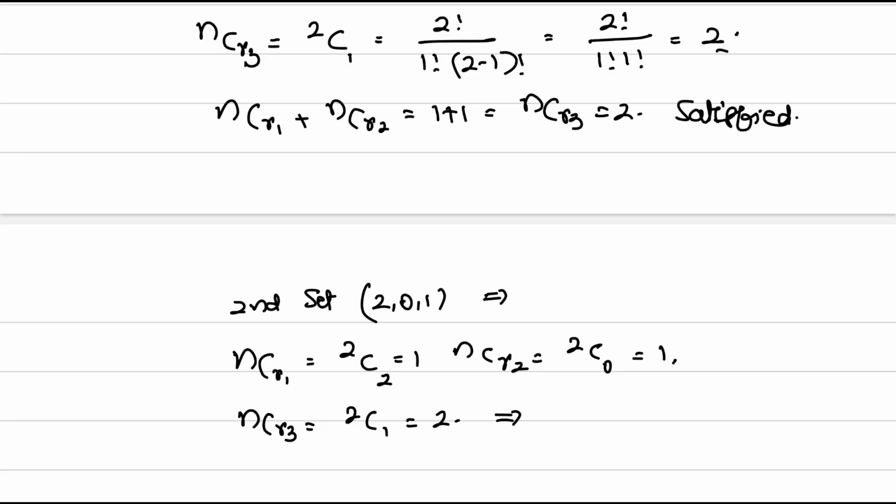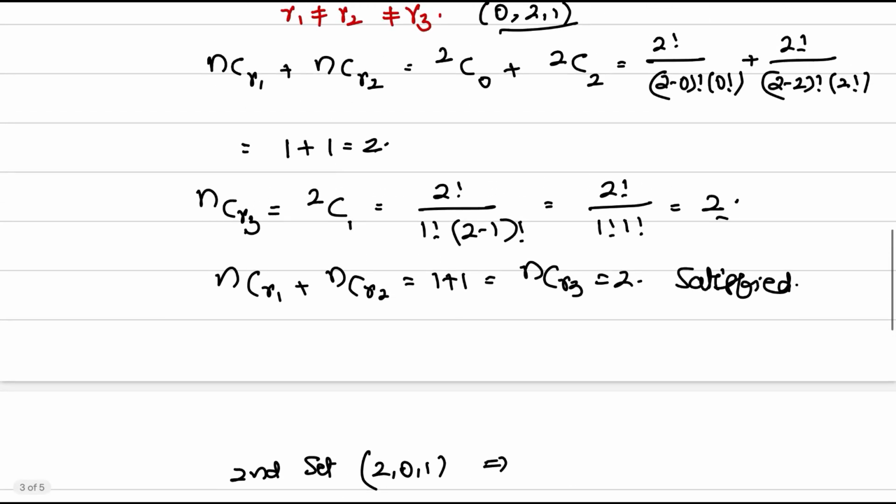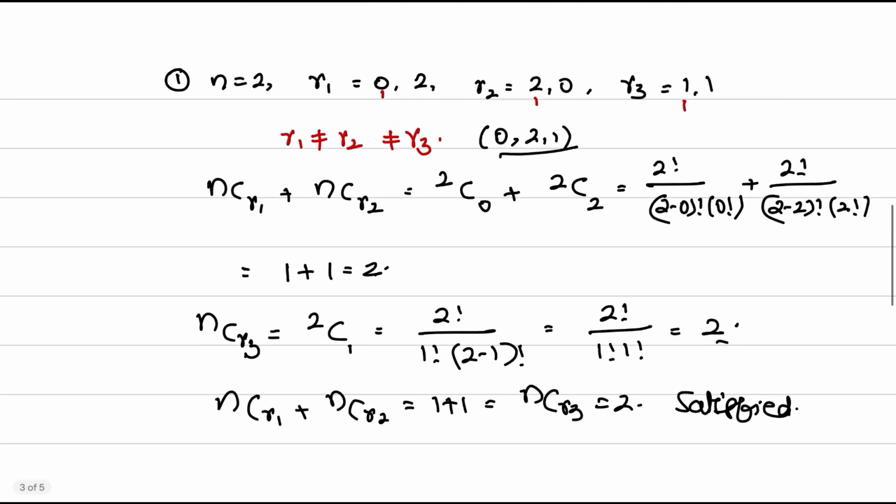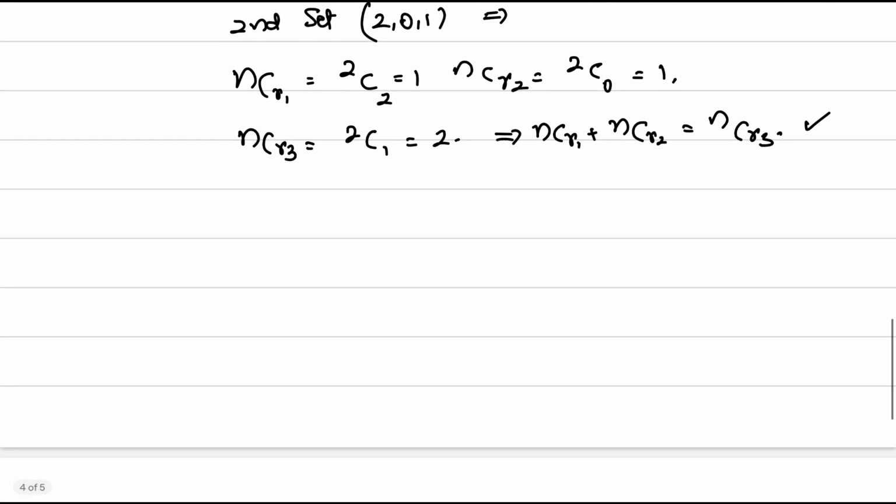That means nCr1 plus nCr2 is equal to nCr3. Satisfied. This is also okay. That means for n is equal to 2, both the combinations are okay. Now, what are the combinations for n is equal to 5?